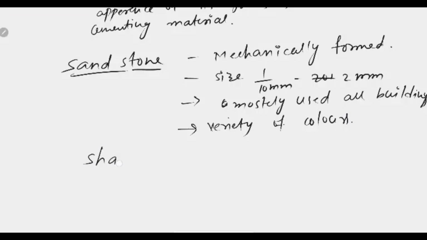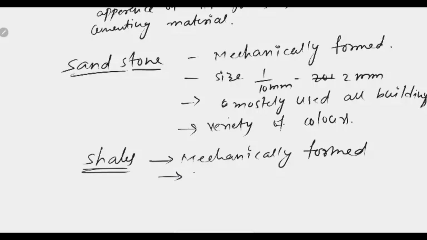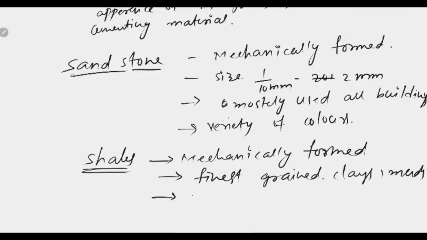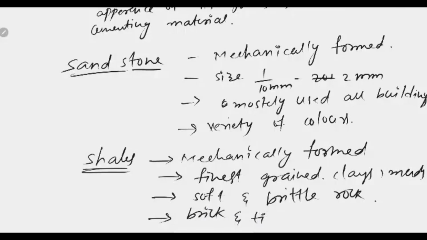Next, shales. Shale properties: mechanically formed, finest grain, like clays, muds, and silts, etc. Soft and brittle rock. Used in brick and tile manufacture.